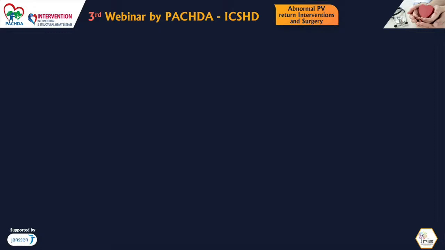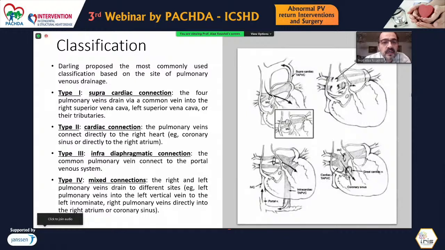Usually total anomalous venous drainage occurs alone in two thirds of patients and as part of a group of defects in the remaining third. The most common classification of this anomaly is the Darling classification, which divides total anomalous venous return into 4 types. Type 1 is a supracardiac connection. Type 2 is the cardiac connection, either directly to the right atrium or through the coronary sinus. Type 3 is the infradiaphragmatic connection, and the mixed type is type 4.